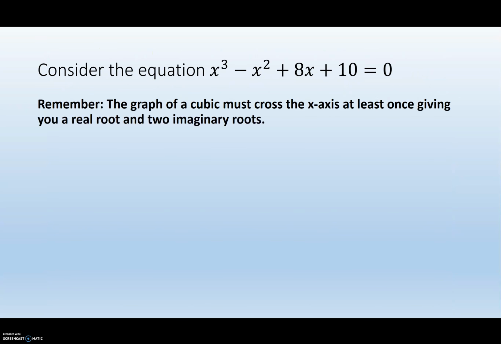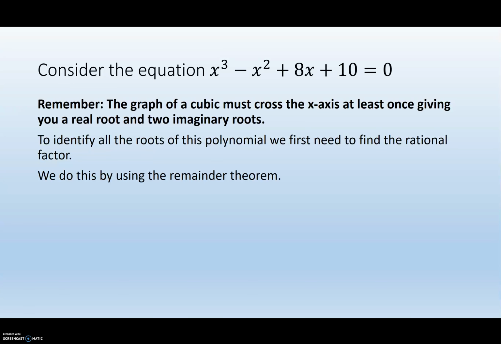As I told you, the graph of a cubic must cross the x-axis at least once, giving you a real root and two imaginary roots. So our target is to identify which one of these is a real root. So how are we going to do that? By using the remainder theorem.